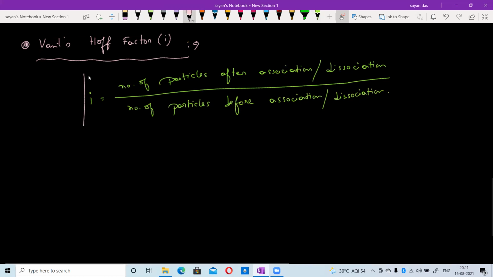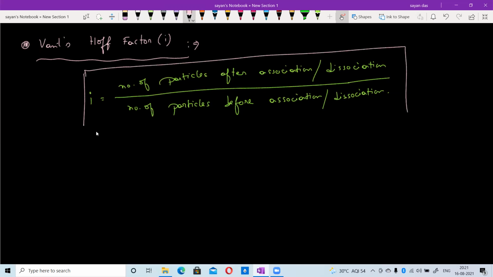Okay, that is about i, the Van 't Hoff factor. Write it down quickly. This i is important. Basically, this is the factor which takes into account the number of particles after association or dissociation. Now, the first case is case 1, where dissociation takes place.